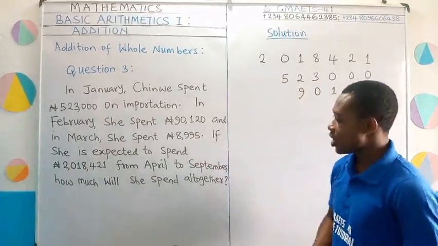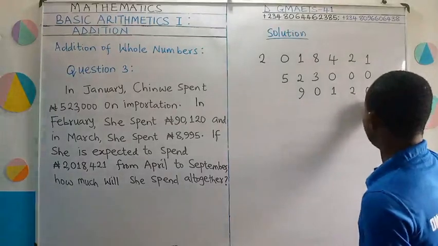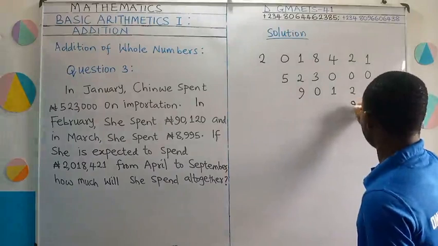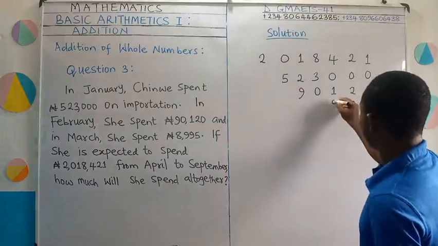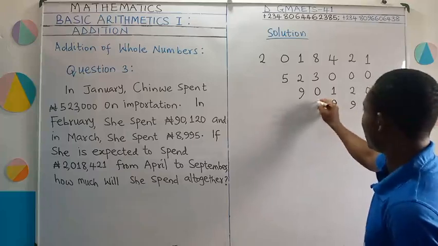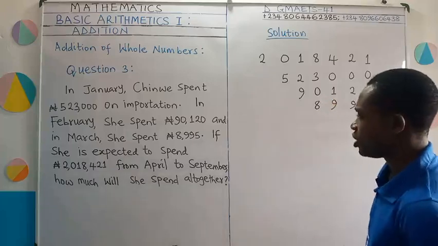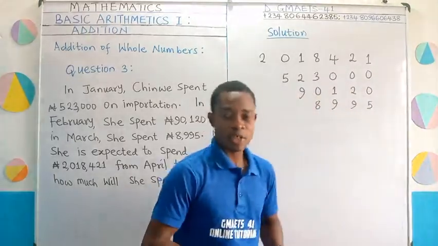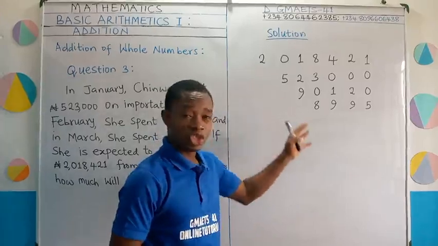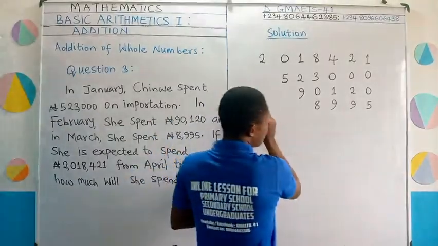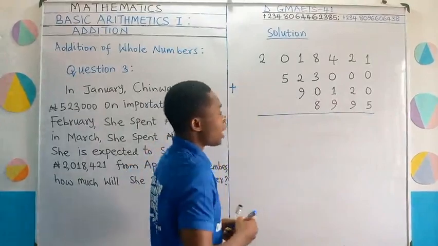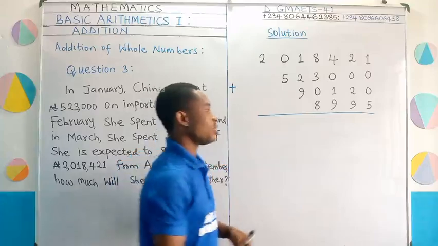And then lastly, we have 8,995. 5 will be recorded under unit, 9 will enter tens, 9 will enter hundreds, and then 8 will enter 1,000. Good. These are the amount of money that Chinwe is expected to spend from January down to September. So I am going to add up this. Put my addition sign. Let us go. I'll be fast in doing that.